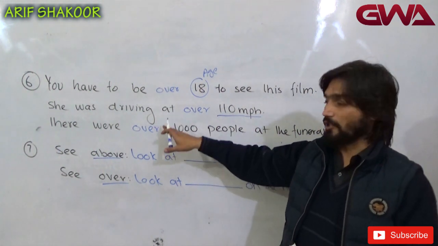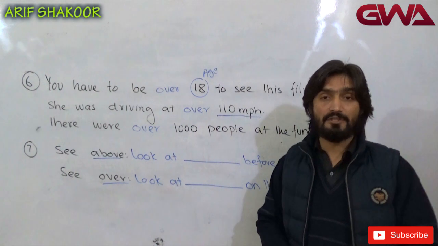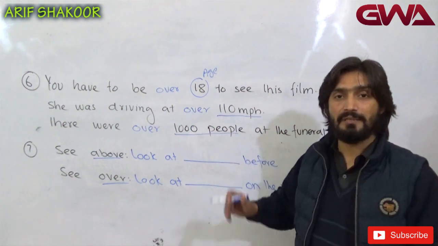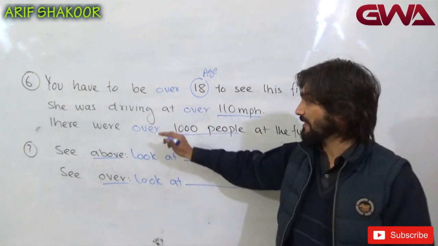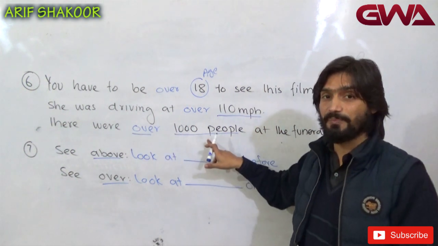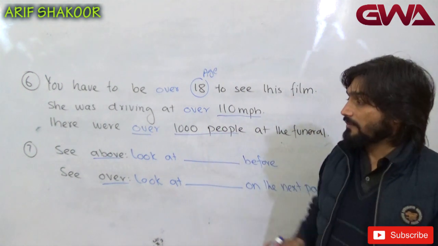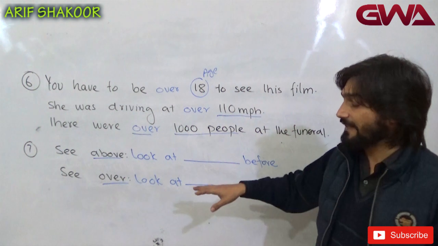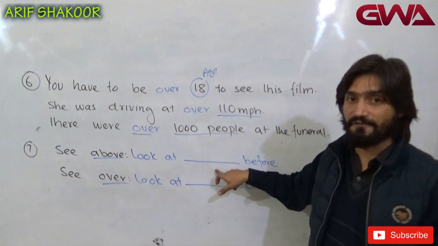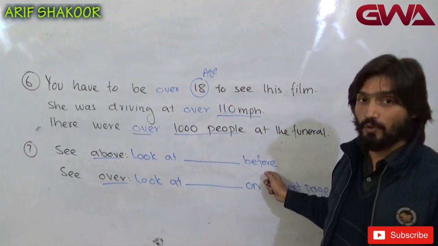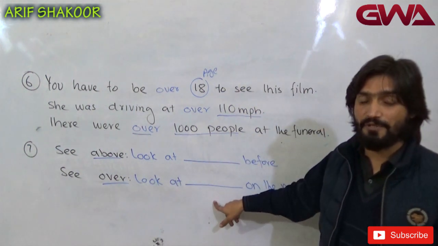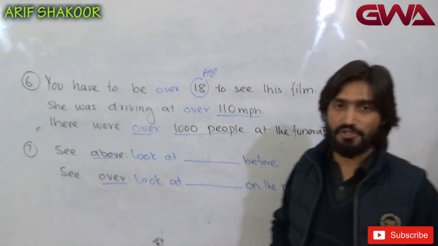The third example in the same point, there were over 1,000 people at the funeral. Now here 1,000 people is the quantity or the number of people. So we use over when we mean more than that. It means that more than 1,000 people were there. Examples in the last point, if in the book you see above, it means that you should look at the information or the piece of information before. And when you see over, it means that you should look at the piece of information on the next page.